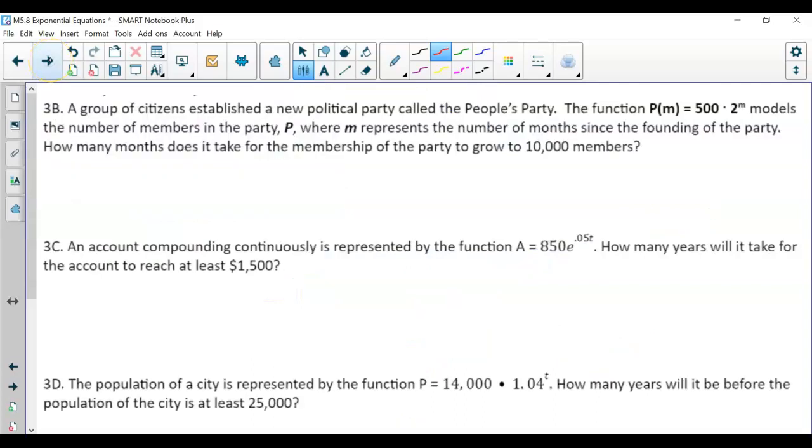So here, pause the video, read through. Notice how we're talking about this value of 10,000. So let's see what you think this 10,000 represents and how you set up using this function here.